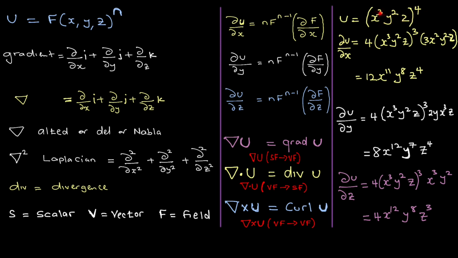4 times 3, 12. X to the power 12. You're not differentiating that. 4 times 2, 8. Y to the power 8. You're not differentiating that. 4 times 1. Z to the power 4. Bring the 4 down. And then 4 minus 1, 3. So that's the 4. 4 minus 1, 3. That's the 3. So either way, this is the partial derivative, because we've got more than one variable.